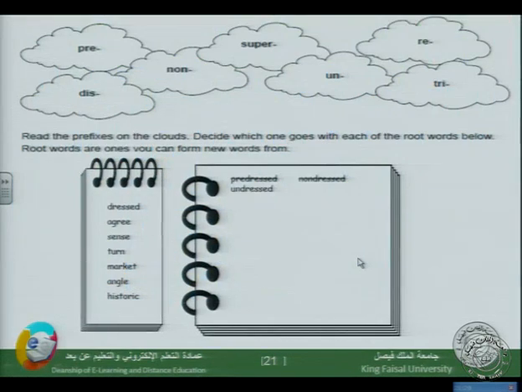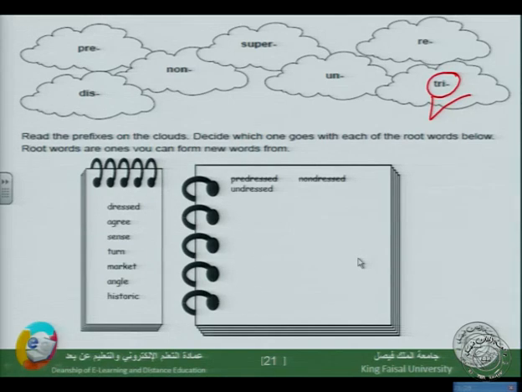Here we have also another example. I will do one or two and I will leave the rest for you. For example, we have pre, dis, non, super, un, re, and tri. The affix tri, you need to go back to the dictionary and try to check the meaning of tri. What does the prefix tri mean? So this is an assignment, right? So you need to do it by yourself. There's no need to share it on the blackboard, just do it for yourself. So I want you to go back to the dictionary and try to guess the meaning of tri.